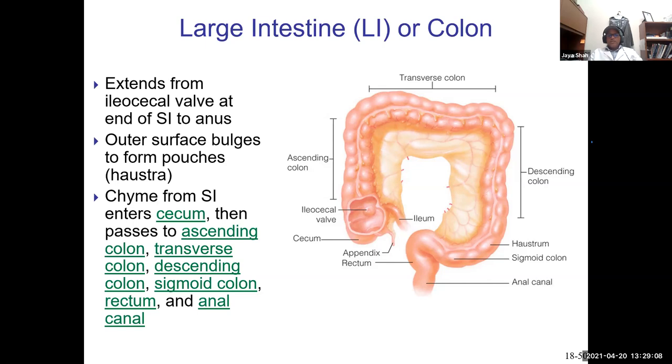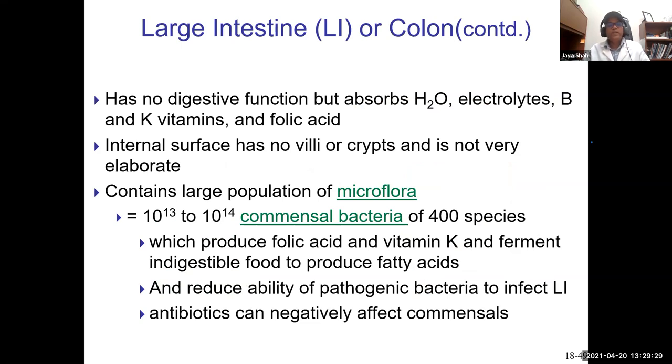And if there is no restroom, then what happens? You have another external sphincter, which is controlled by your frontal cortex, which is voluntary. So you constrict till you find privacy or a restroom. And once you find the restroom, you relax the external sphincter, and the internal is already relaxed. That causes defecation. Okay. So the large intestine has no digestive function.